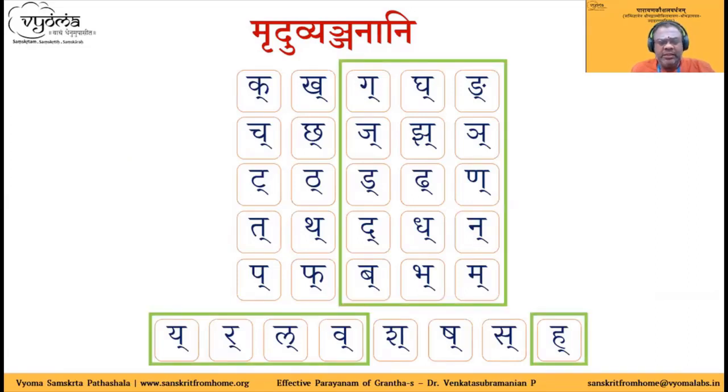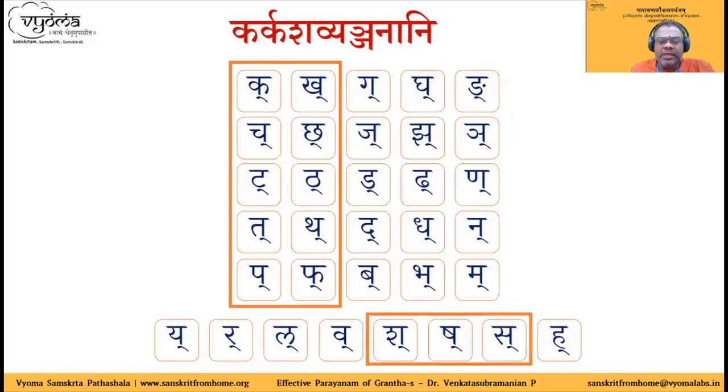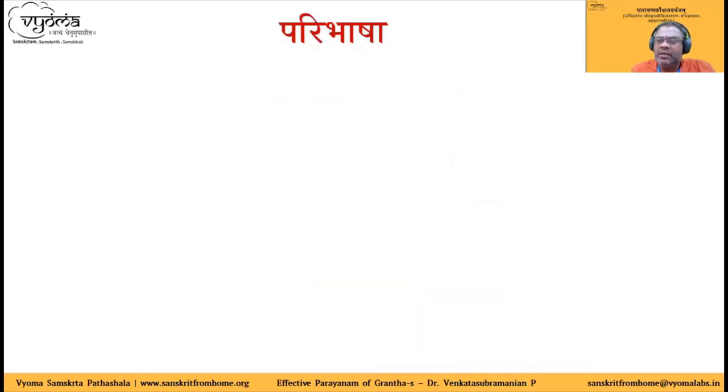The same Vyanjanas, for the sake of Sandhi and other purposes, we use a separate classification called Mridu and Karkasha. Mridu Vyanjanas are the 3rd, 4th, 5th of all the Vargiya Vyanjanas, plus Ya, Ra, La, Va, Ha. So 5 3s are 15 plus 5, 20 Mridu Vyanjanas. The same Vyanjanas you classify differently. Karkasha Vyanjanas are the first 2 letters of each Varga, plus Sha, Sha, Sa. So 5 2s are 10 plus 3, 13 letters. These are Karkasha Vyanjanas.